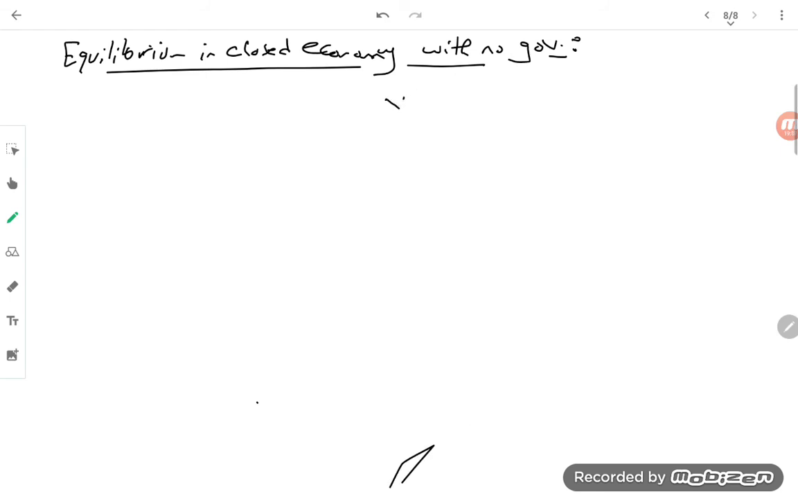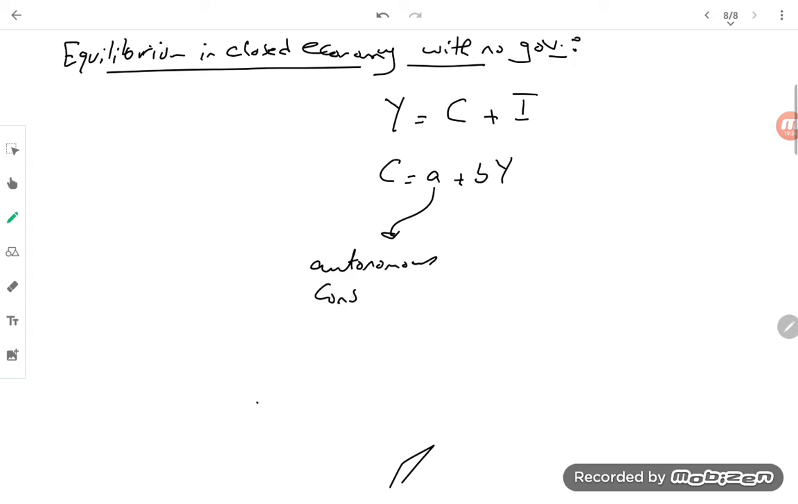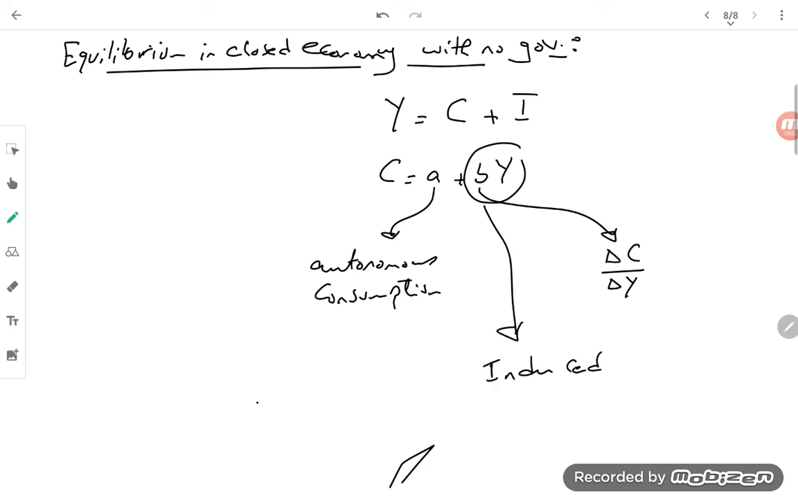As we said, the equilibrium condition will be achieved when Y equals C plus I. Consumption can be written as C equals a plus bY, where a is autonomous consumption, which is the value of consumption if income equals 0. b is the slope, which is the change in consumption due to a change in income by one unit. bY is known as induced consumption, which is consumption that is affected by income level.